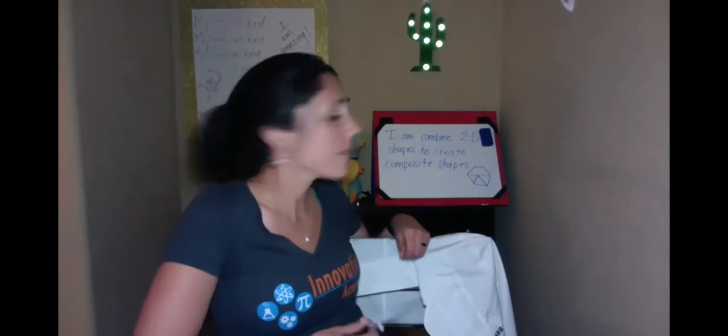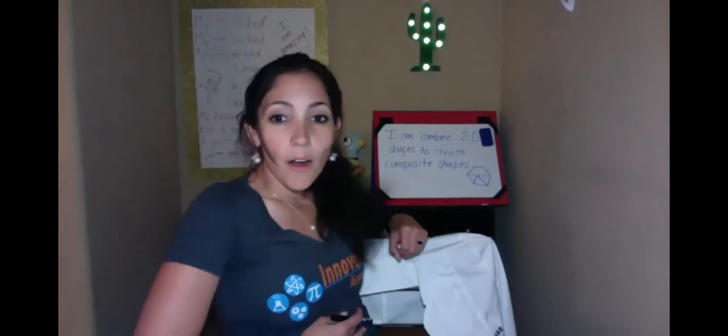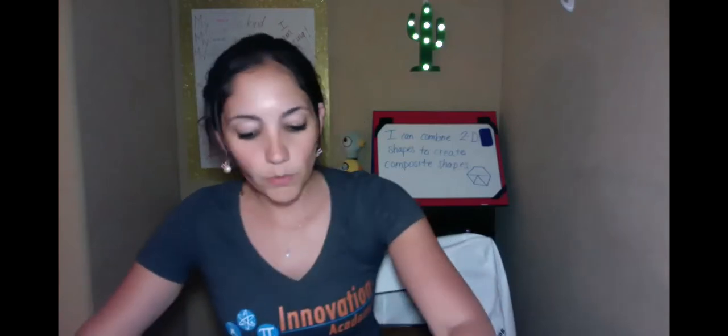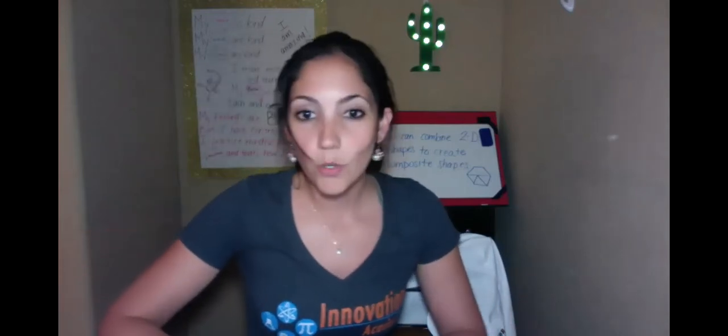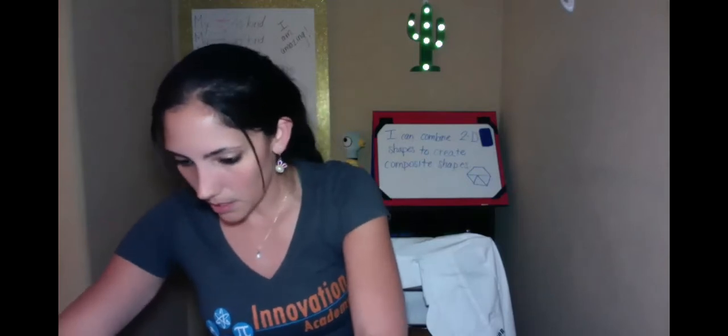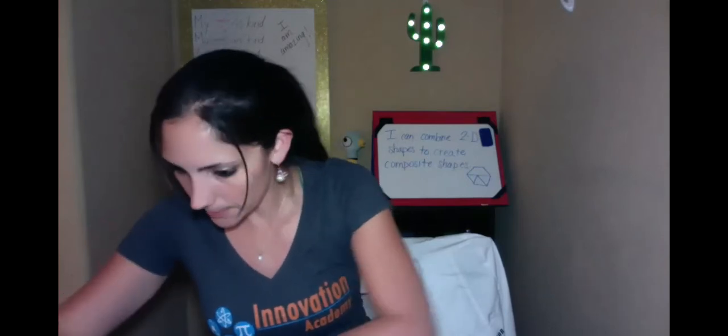So, moving right along, we're gonna head to our focus for the day. If you look right behind me on my whiteboard here, this is our objective of the day. I can combine or put together two-dimensional, 2D shapes to create composite shapes. So we're going to review the 2D shapes that we see a lot in first grade. I get it all ready before I screen share for you guys.